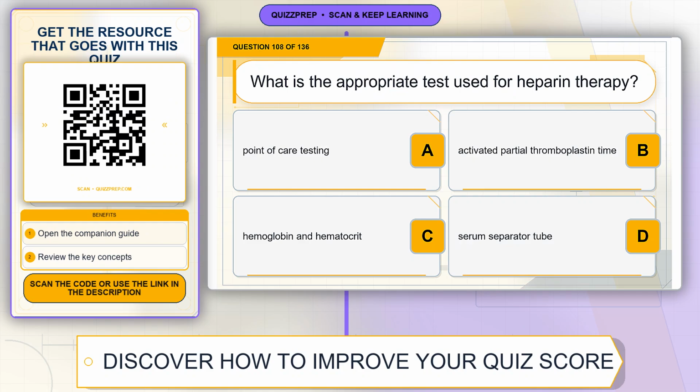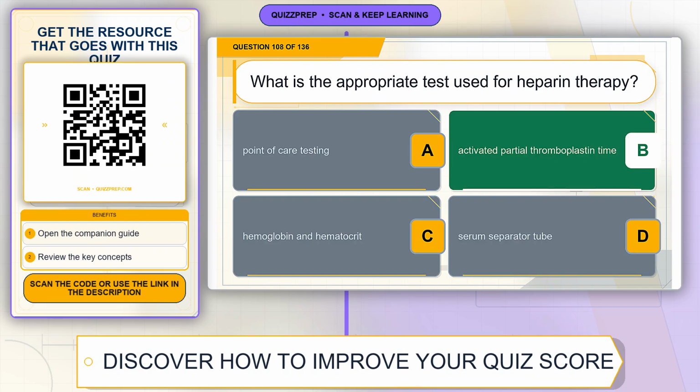Question 108. What is the appropriate test used for heparin therapy? Option A, point-of-care testing. Option B, activated partial thromboplastin time. Option C, hemoglobin and hematocrit. Option D, serum separator tube. The correct answer is option B, activated partial thromboplastin time.